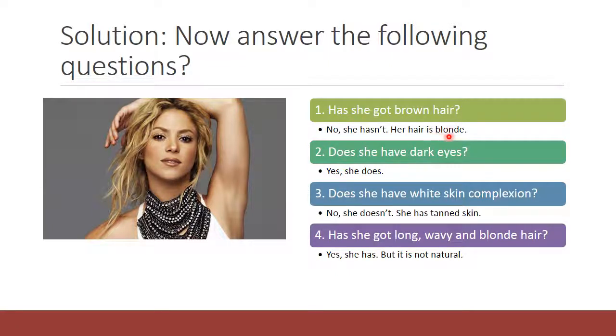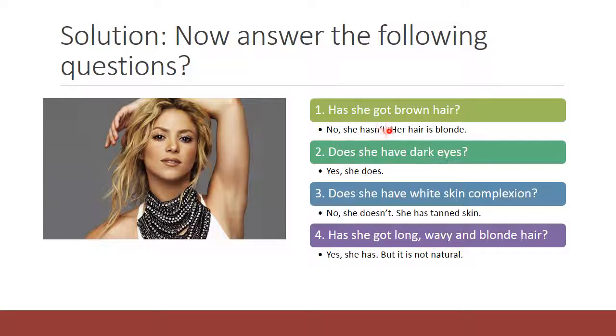Her hair is blonde. Does she have dark eyes? Yes, she does. Notice here, now we are using does, the simple present tense. So the question already tells us how to answer. Yes, she does. Question number 3. Does she have white skin complexion? Check her skin. It's not white, it is tan. So we can say no, she doesn't. She has tan skin. So no, she doesn't is the short answer, and you can also provide extra information. She has tan skin. That's the same we did in the first answer.